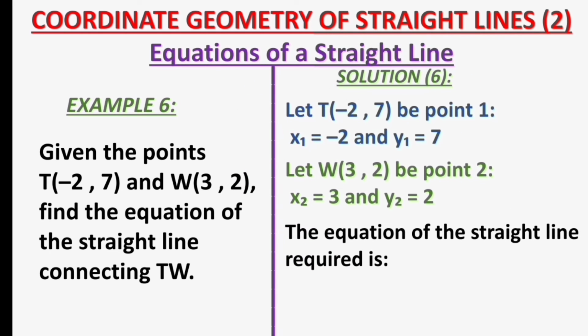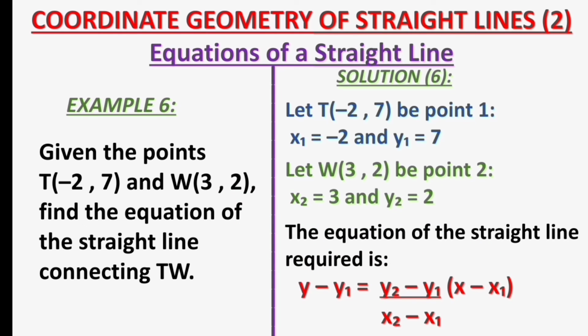Let point T be our point 1. That means x1 is equal to -2 and y1 is equal to 7. Also, let point W be our point 2. That means x2 is equal to 3 and y2 is equal to 2. Can you remember the equation of a straight line which involves the 2 points x1, y1 and x2, y2? Let's see if you can.